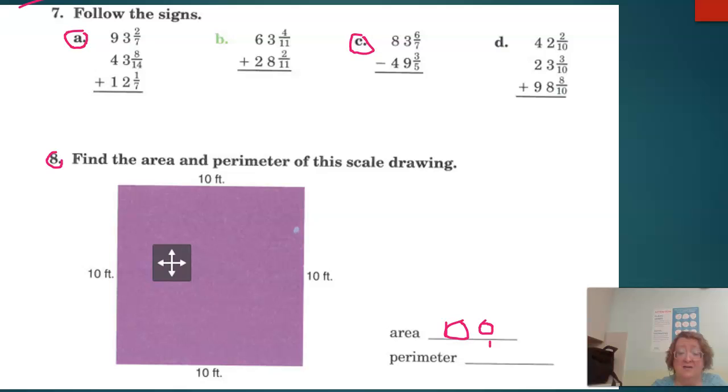And then 10 times 4 would give us 40 feet. So sorry that the 100 doesn't look like a 100. Let me make that better so that you can see 100 square feet and then 40 feet.